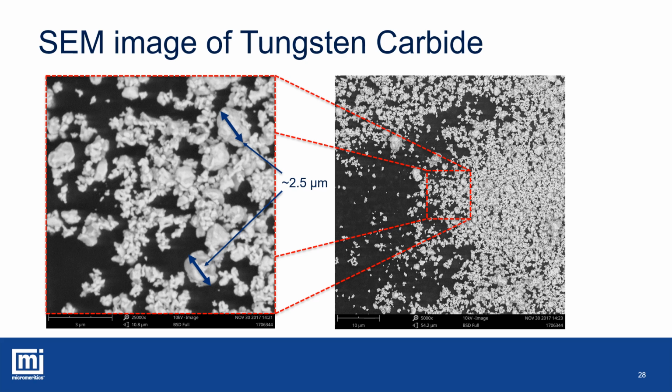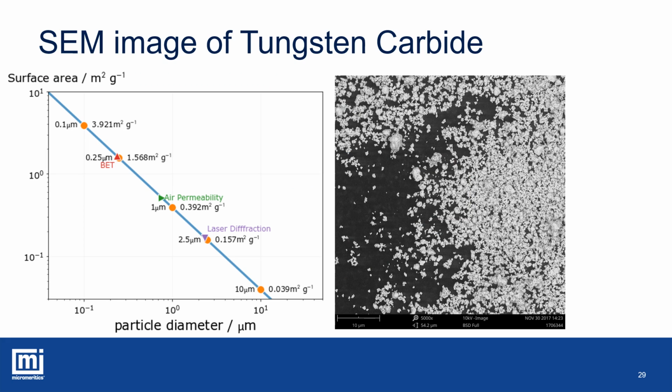We also used this image to calculate some surface area results for tungsten carbide. As you can see, there are a lot of small particle sizes in there. So when we use this inversely proportional relationship between surface area and particle size on a log-log scale, we can see, again, as the particle sizes get smaller, the surface area increases based on this calculation.